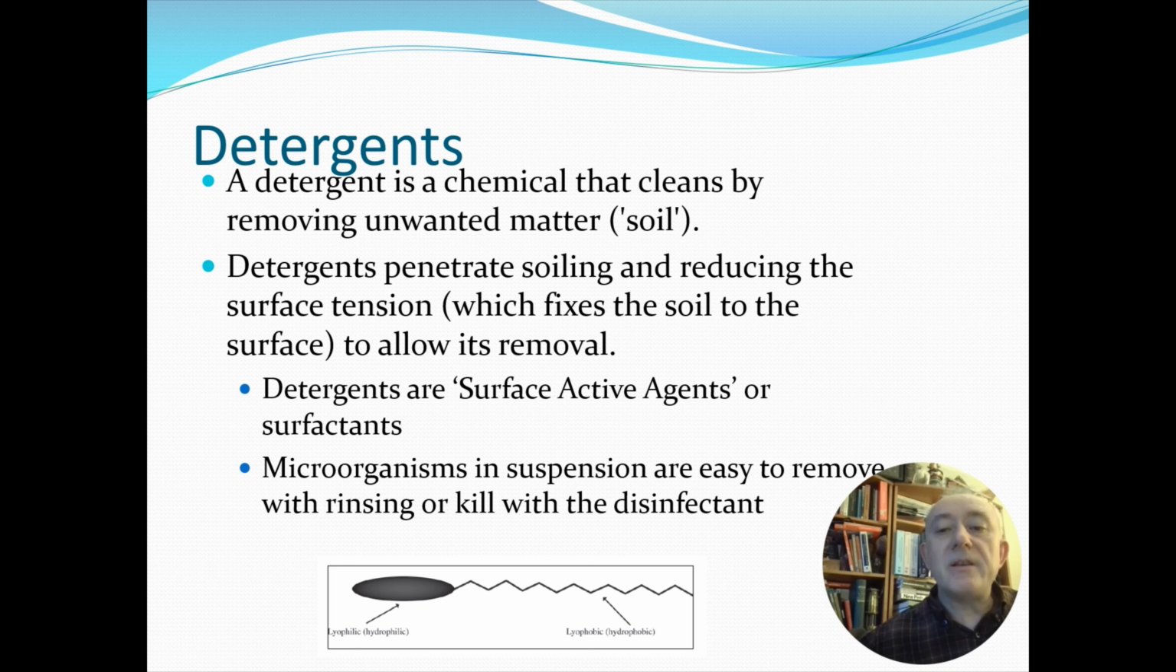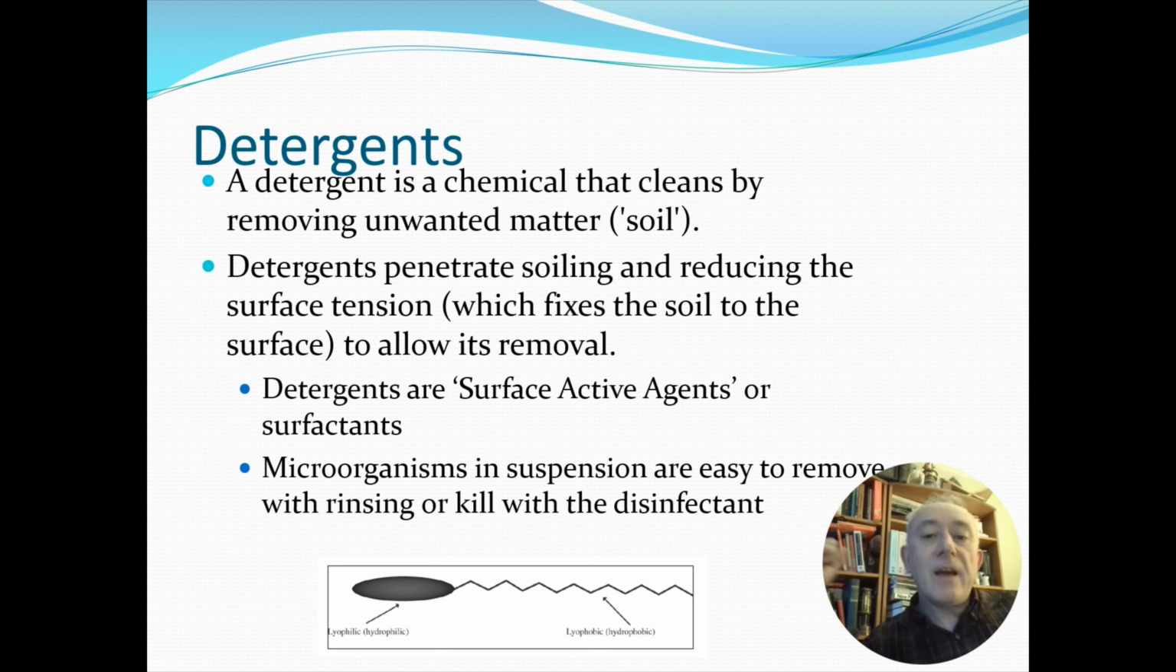So what do we mean by detergent? Well, a detergent is any chemical used to clean equipment or surfaces by removing soil. And that's any kind of unwanted matter that might interfere with the activity of the disinfectant. And detergents work by penetrating soiling and reducing the surface tension. And it's this surface tension that fixes the soil to the surface. So we need to allow for its removal by reducing these physicochemical forces. And this is one reason why detergents are sometimes referred to as surface active agents or surfactants.